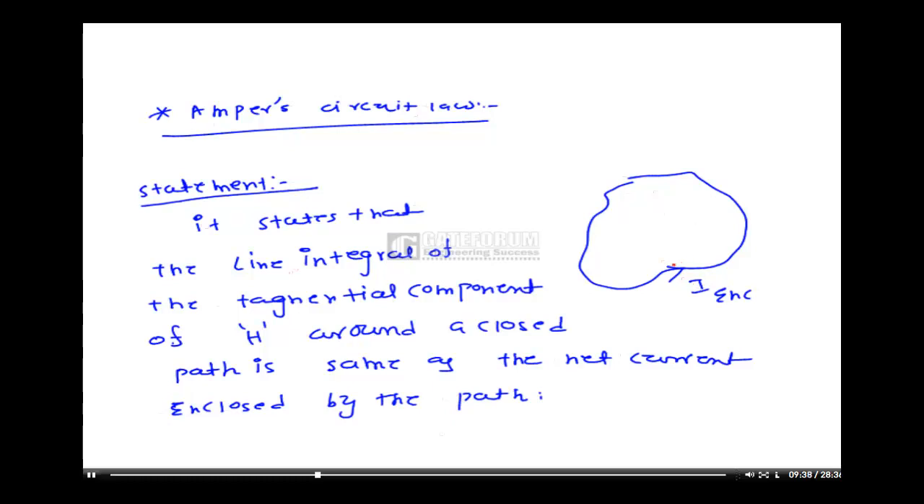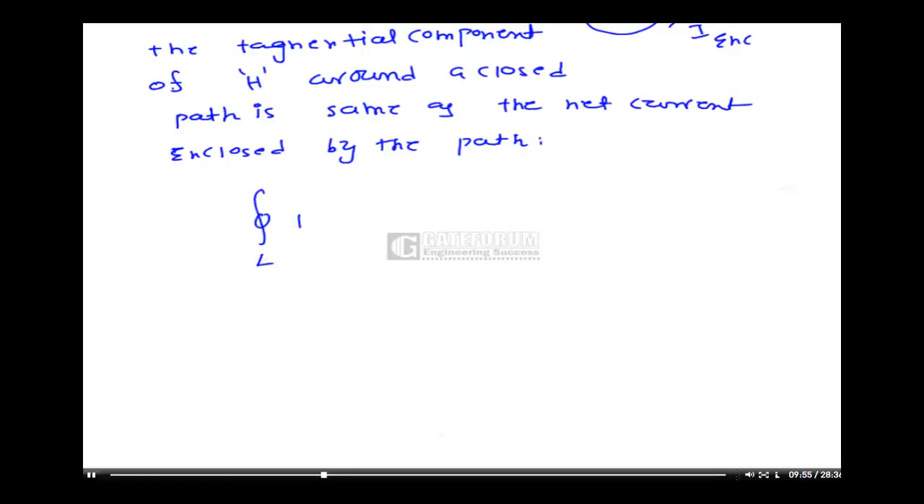So suppose this is a closed path. Some I is flowing along this closed path. Due to this, some magnetic field will generate around this closed path. If you take the line integral around the closed path, H dot dl is nothing but I enclosed, which is given by the current itself. The magnetic field is generated because of I, so if you integrate that magnetic field, we will get I only. This is the end result.